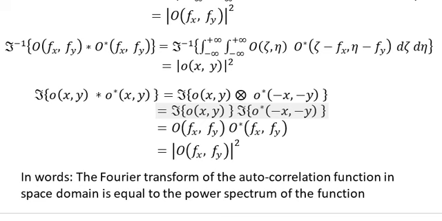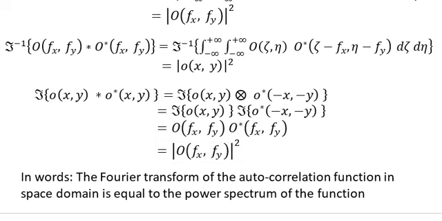Now the Fourier transform of small object o at the space coordinates x comma y is written below, which is capital O, the spectrum of the small object o, at the Fourier coordinates fx comma fy. And on the right hand side we have replaced the Fourier transform of the complex conjugate of the object, which was at coordinates minus x comma minus y, by the conjugate of the spectrum evaluated at the coordinates fx comma fy. And you know that we have O and its complex conjugate multiplying together, and that is why we can write the absolute square of O evaluated at the coordinates fx comma fy.